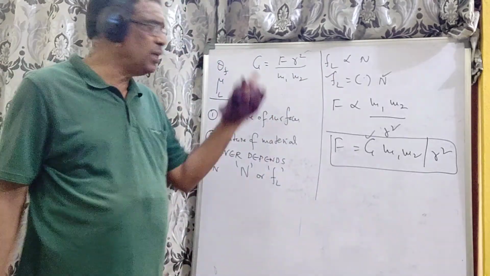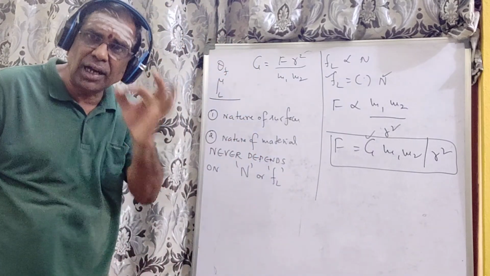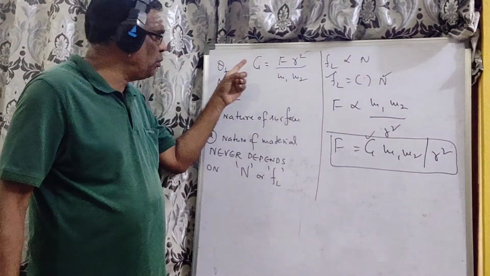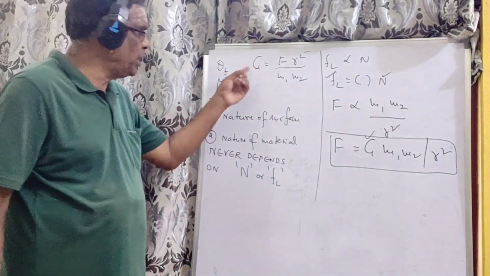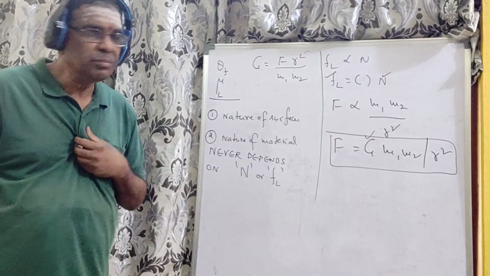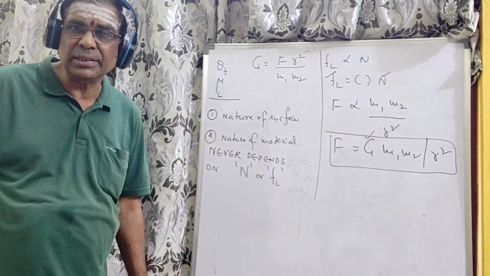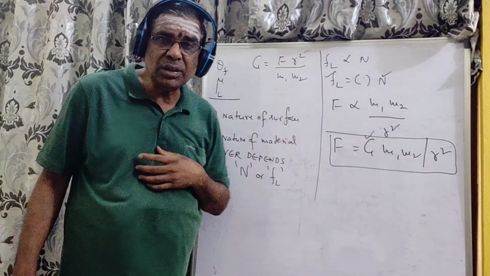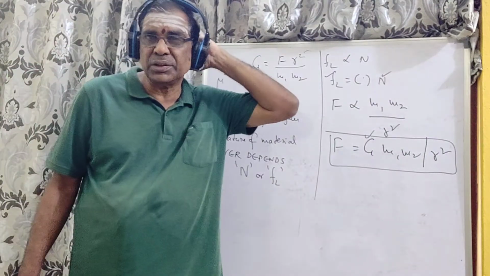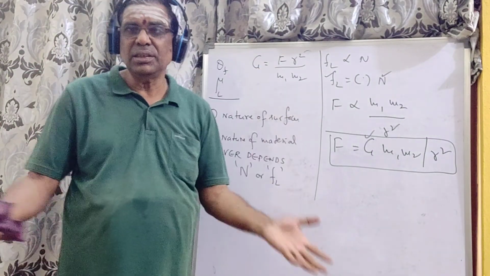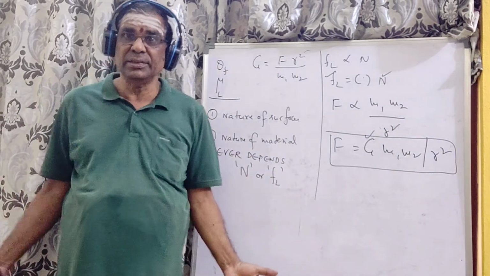Supposing you are given such a relation, what will be your idea to start with? If M is more, G is less. Do you agree or not? Based on this formulation, what I will think is that it is inversely proportional to the masses, directly proportional to the square of the distance, directly proportional to the force. So where is that constancy? Where is that universal constancy?